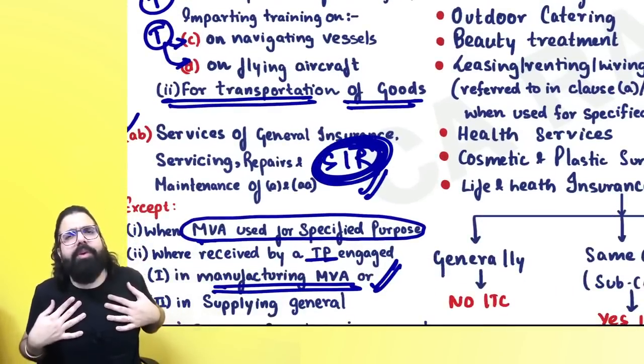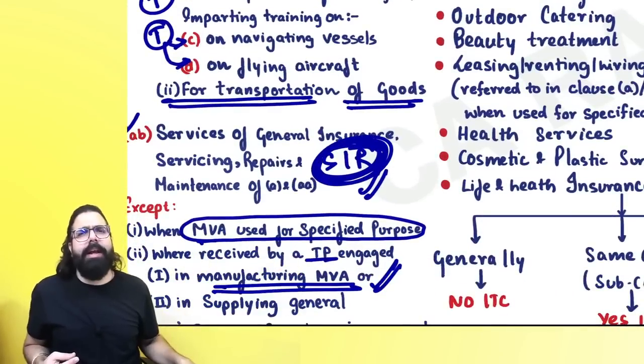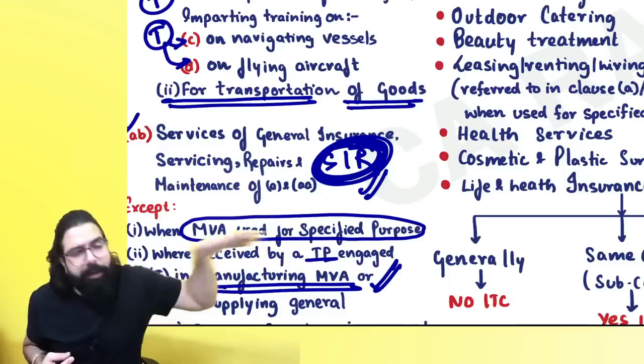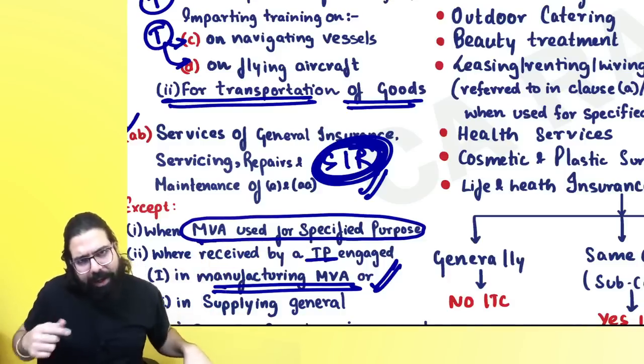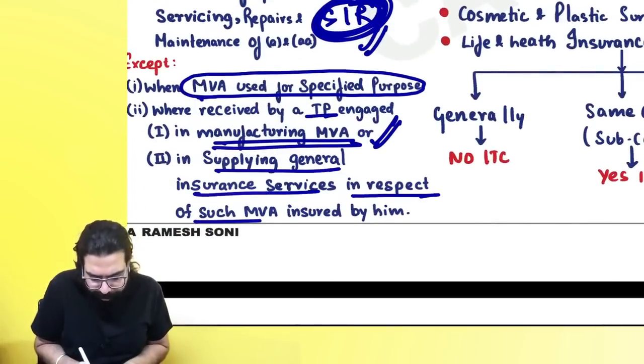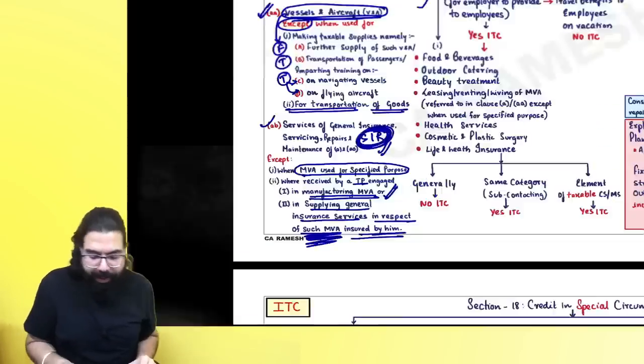After that, it says the credit on servicing, insurance, repair and maintenance will be allowed if I am a person who is into general insurance. I went ahead and insured one car, and that car met with an accident. So if I am getting any servicing, repair and maintenance of that car which is insured by me, then I will get the credit. It says, if a person is supplying general insurance in respect of motor vehicle, vessel and aircraft insured by him, then he can take the credit.